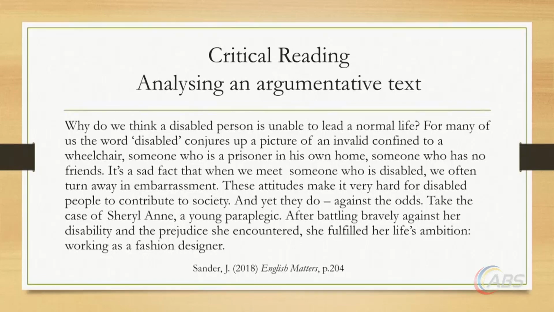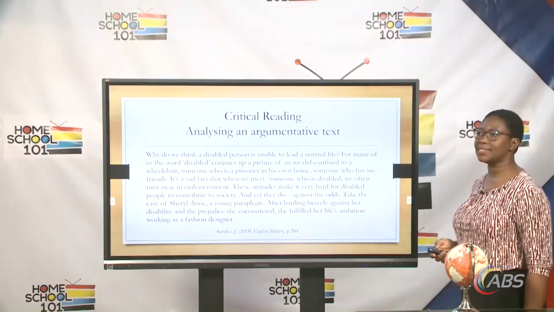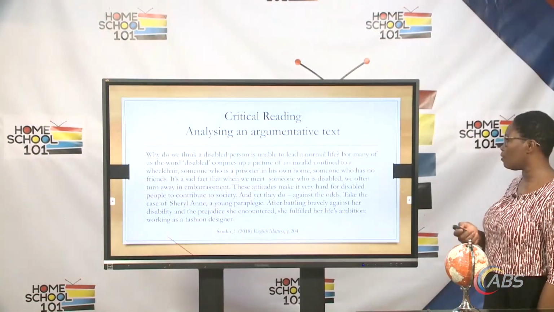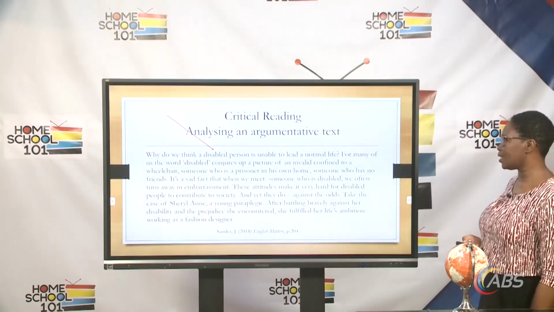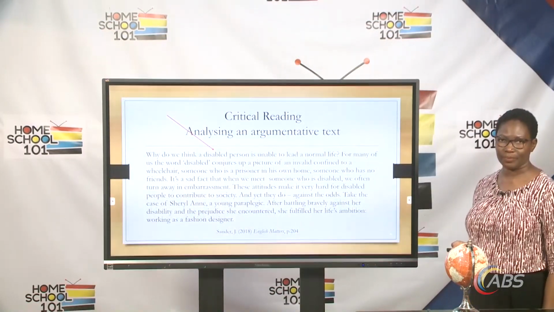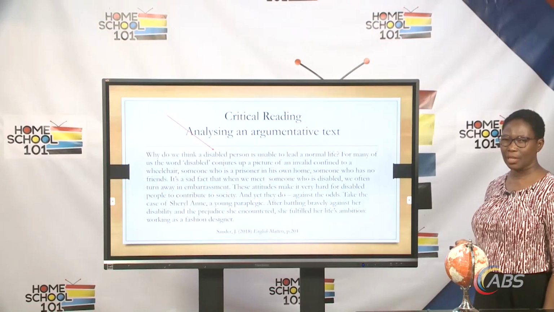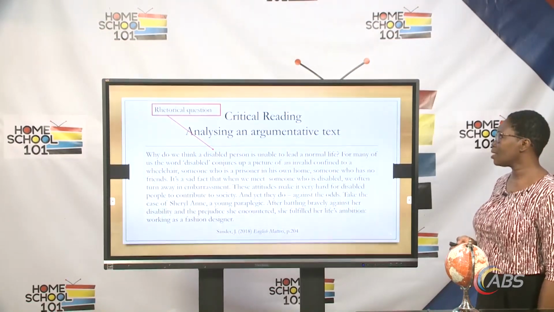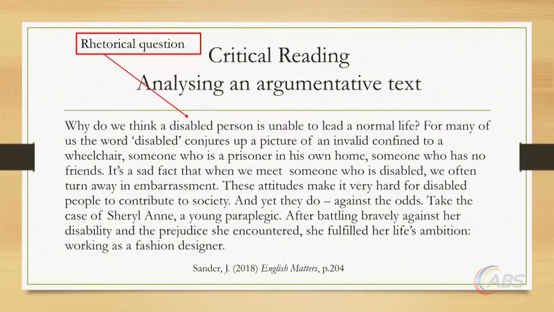Take the case of Cheryl Ann, a young paraplegic. After battling bravely against her disability and the prejudice she encountered, she fulfilled her life's ambition, working as a fashion designer. Now we're going to analyze this passage very, very carefully. First of all, that first sentence, what is that? An example of... if you said rhetorical question, then you're absolutely correct. So this writer makes use of a rhetorical question.